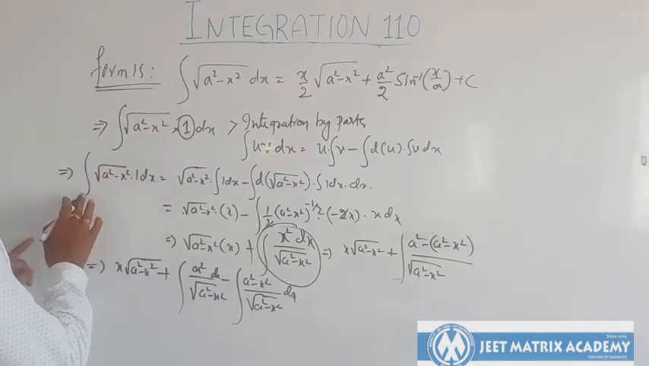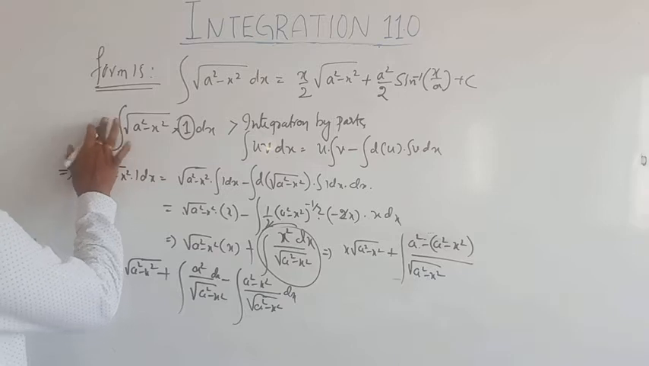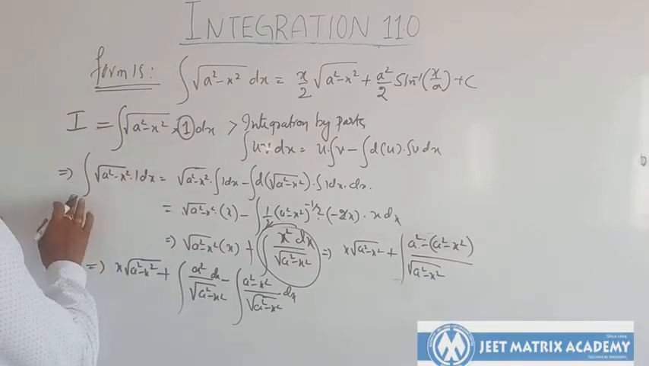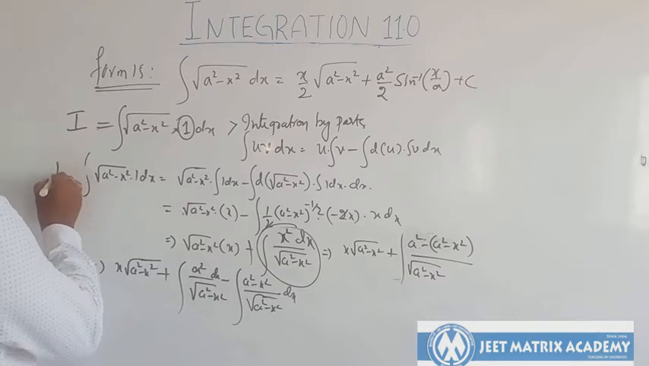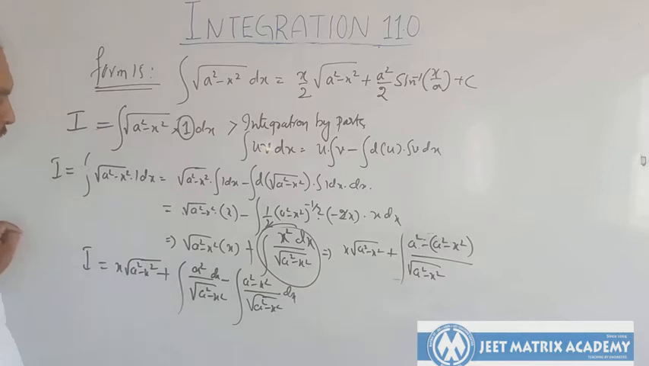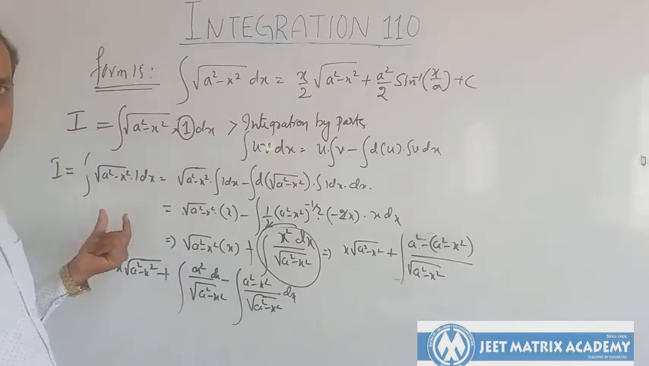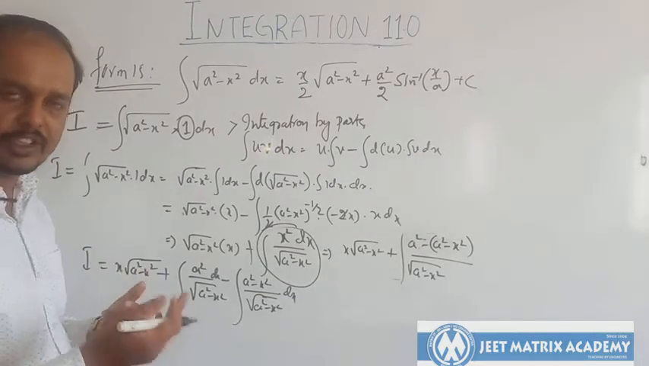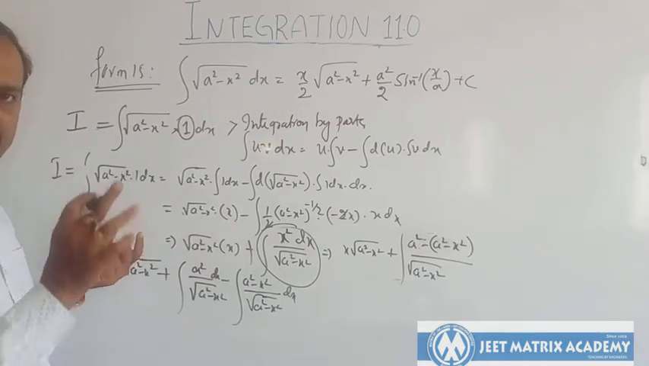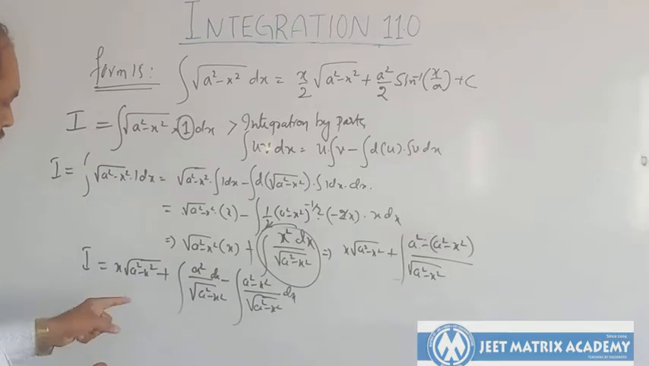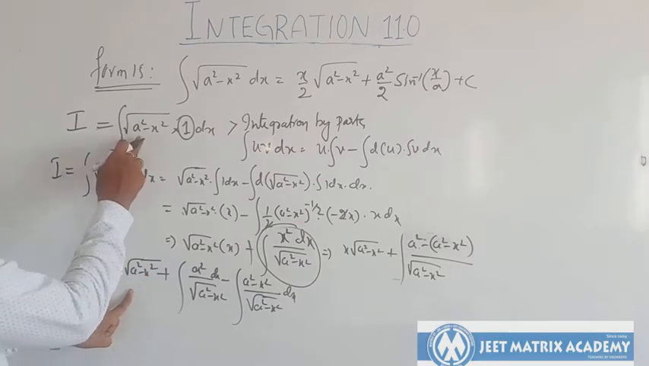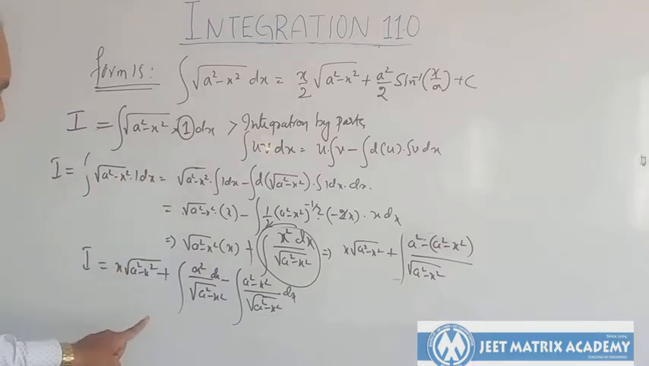I'll consider this as I, okay. Now this all I equal to, I'll tell you why I am supposed to consider I. Because it is a repeating function, wherever the repeating function comes you are supposed to take it as I. First function is integration I. Now you see things will keep repeating, especially this function root of a square minus x square.